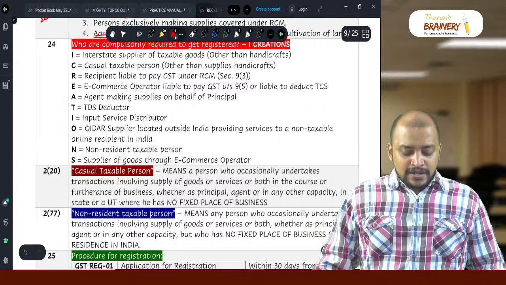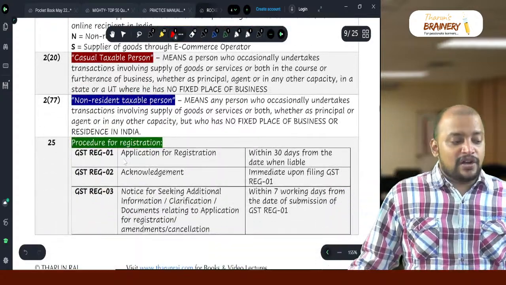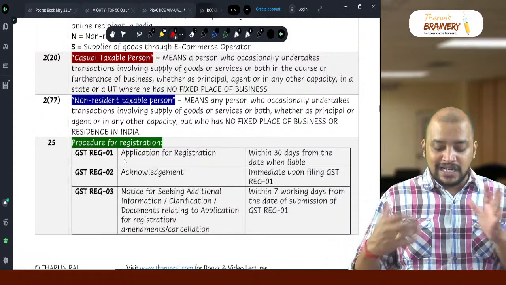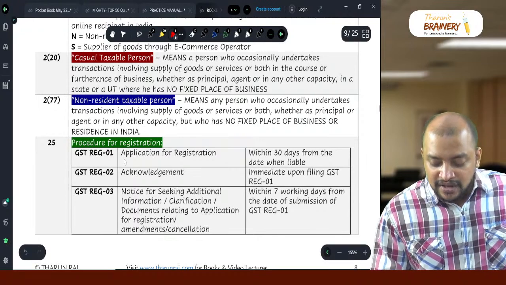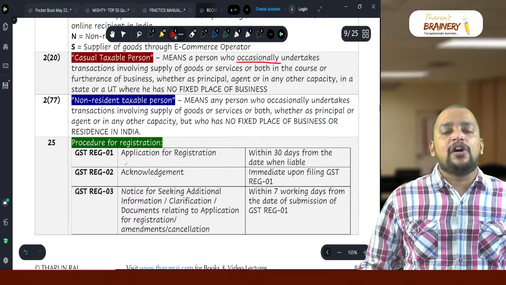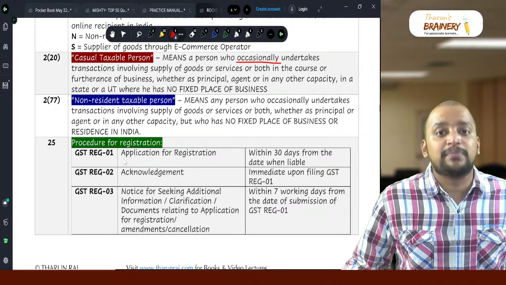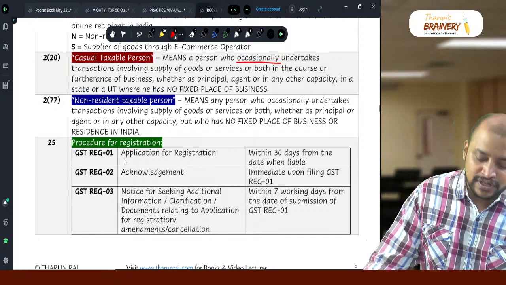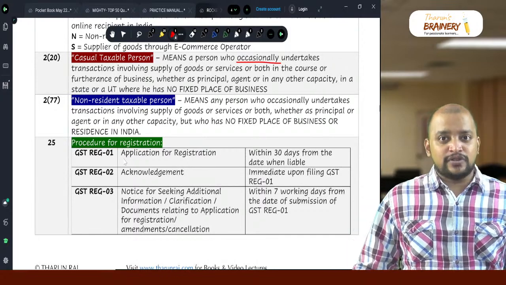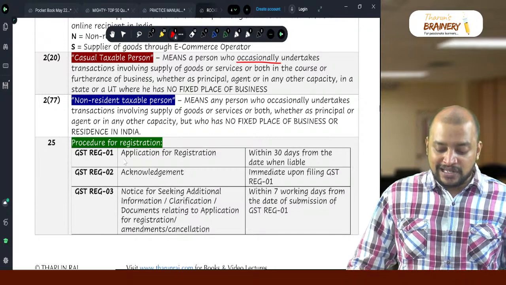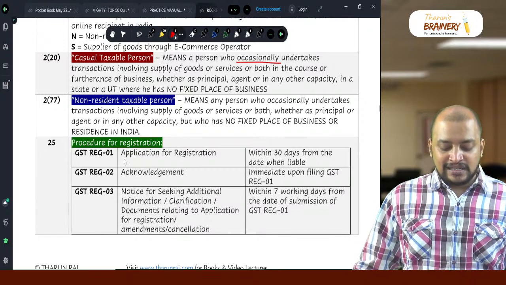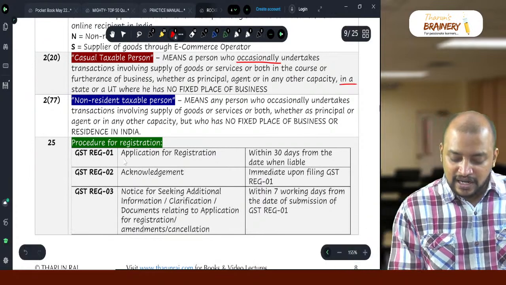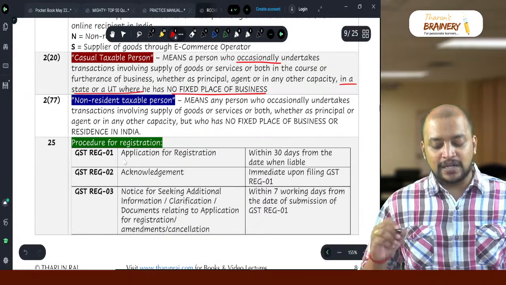Then, who is a casual taxable person? Who is a non-resident taxable person? A casual taxable person means one who occasionally, very important, occasionally. If they are coming regularly, they will be called a normal person and they need to register by taking a place on rent. So occasionally undertakes transactions involving supply of goods or services or both in the course or furtherance of business, whether as principal, agent or in any other capacity, in a state or a UT where he has no fixed place of business.